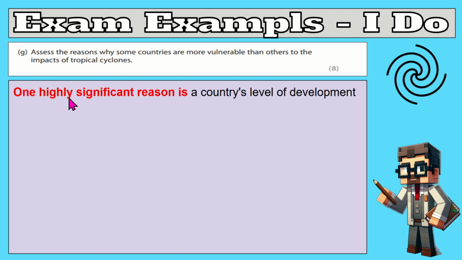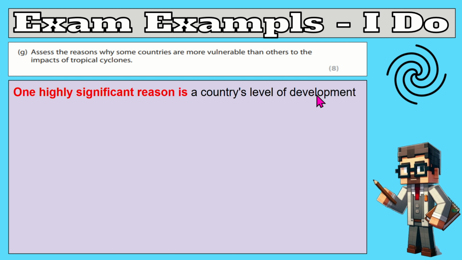So, one highly significant reason. This is a judgment: highly significant. I could have said somewhat significant, so kind of in the middle, or one insignificant reason. I've gone with highly, saying it's very, very important. That is a judgment. That is AO3, and that's showing the examiner I should be getting that level 3, 7, and 8. One highly significant reason is a country's level of development.